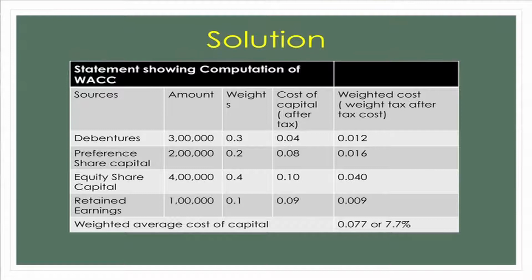Retained earnings, 0.1 into 0.09, will give us the value as 0.009. Adding it all, that is for debentures, preference share capital, equity share capital and retained earnings, we will get the weighted average cost of capital as 0.077. Multiplying it by 100, we can express it in the form of percentage, and our weighted average cost of capital, which is represented as Ko, is 7.7%. So, this is the basic example to compute the weighted average cost of capital using the book value as the weights.